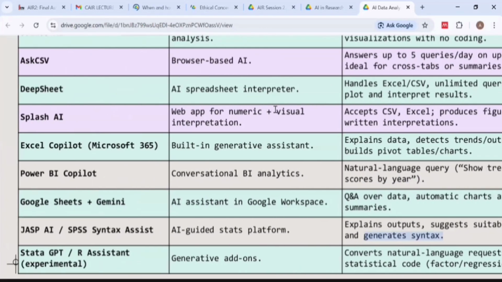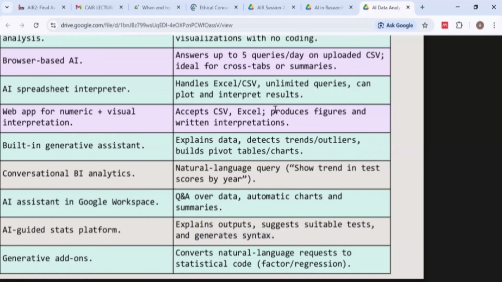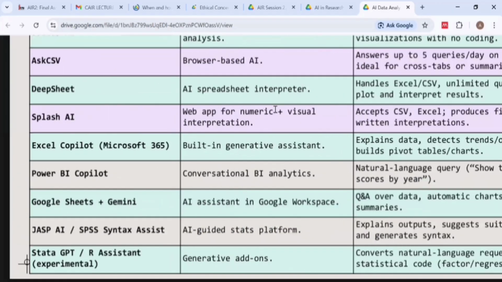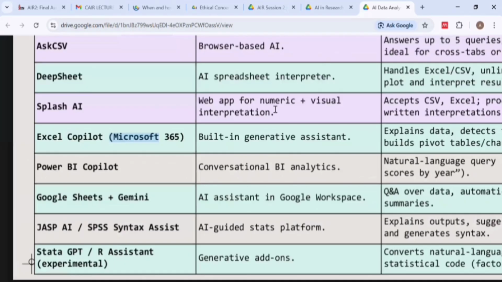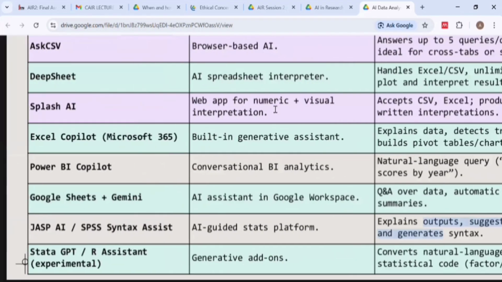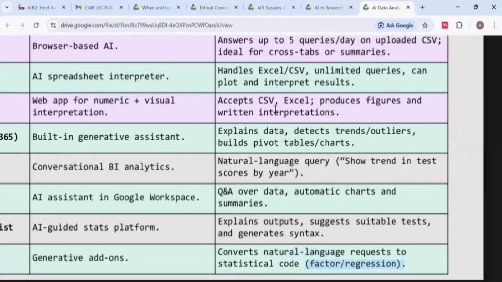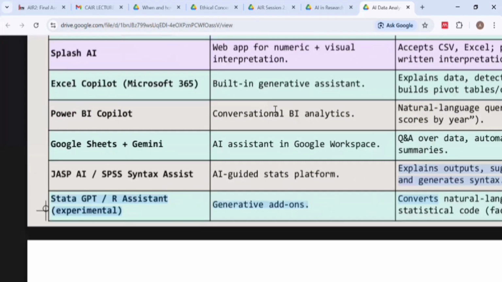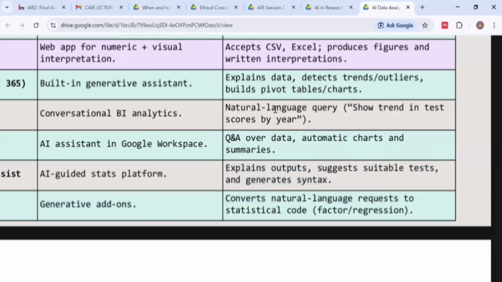Power BI Copilot is a conversational BI analytic tool. It uses natural language queries, like a command that can be given to Power BI Copilot. Google Sheets and Gemini are AI assistants in Google Workspace. They give question and answers on data, automatic charts, and summaries are also there. Splash AI or SPSS Assist is an AI-guided stats platform. It explains output and generates text. While StataGPT and R Assistant are experimental, they generate add-ons and convert natural language requests to statistical code, such as for regression.